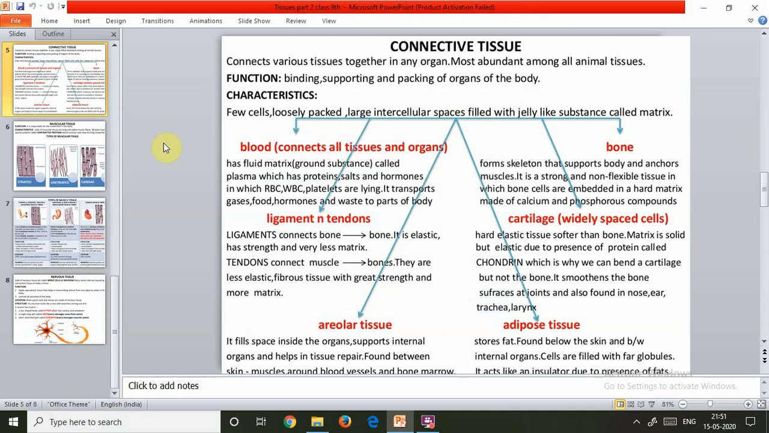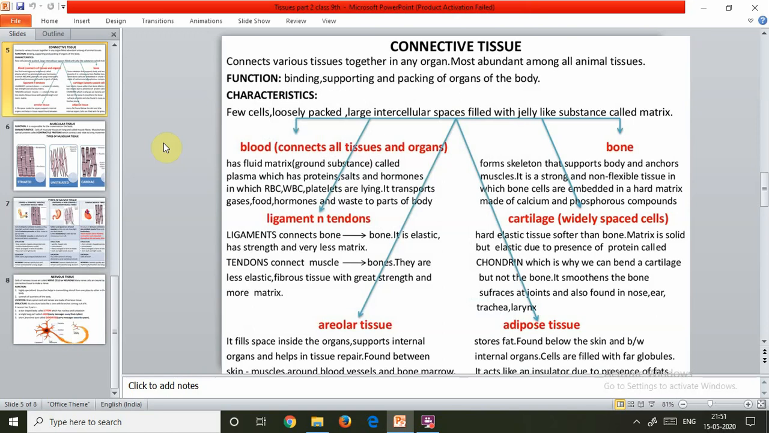The bones provide shape to the body, provide skeletal support to the body, and protect the vital organs such as the brain, lungs, etc. And they also serve as a storage site of calcium and phosphate. In bone, the minerals present in the maximum amount are calcium and phosphate, and the bones also anchor the muscles. So now what is the difference between bone and cartilage?